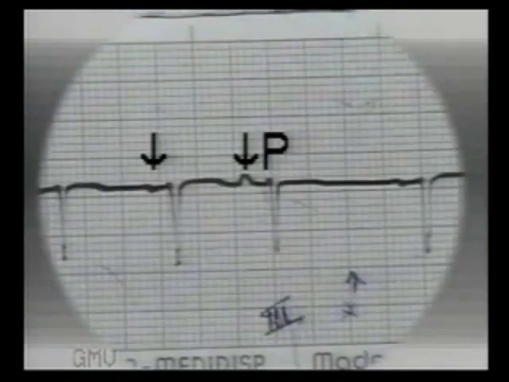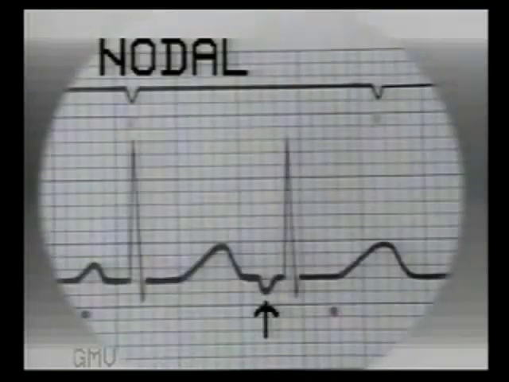In this ECG, the premature beat shows an altered P wave different from the regular sinus P waves. So this is an atrial premature beat. This premature beat has an inverted P wave with a very short PR interval. This is a nodal premature beat.